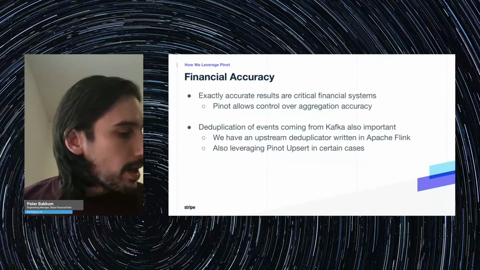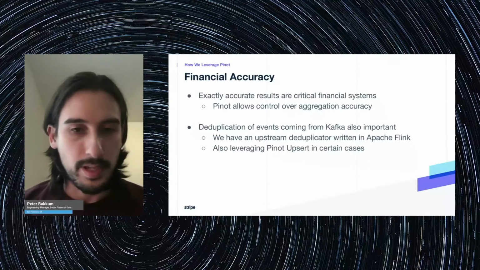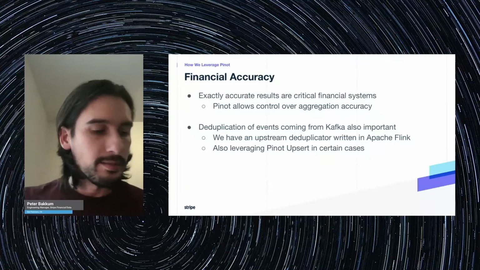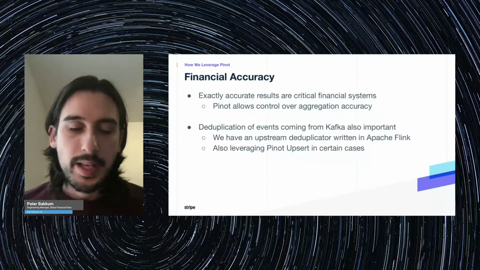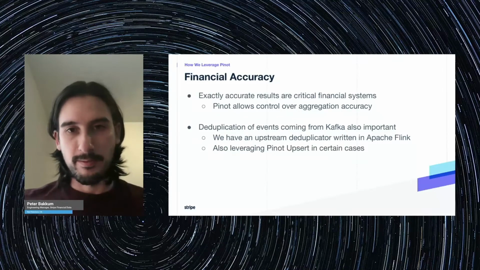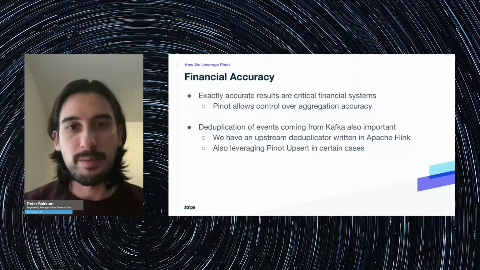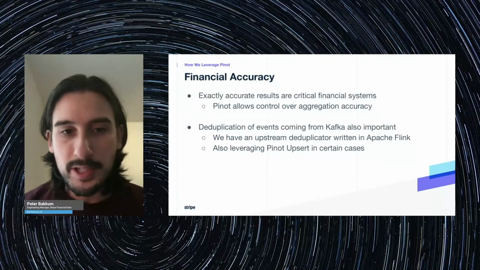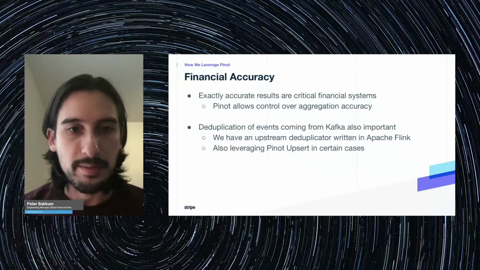We also treat deduplication as quite important. And so something that I wanted to call out here is we also leverage Apache Flink upstream of our Pinot cluster. And this is responsible for deduplication, duplicates coming from the Kafka layer or from the application layer in some cases. And then we're also leveraging the Pinot upsert in certain cases. So we're using both at different times.